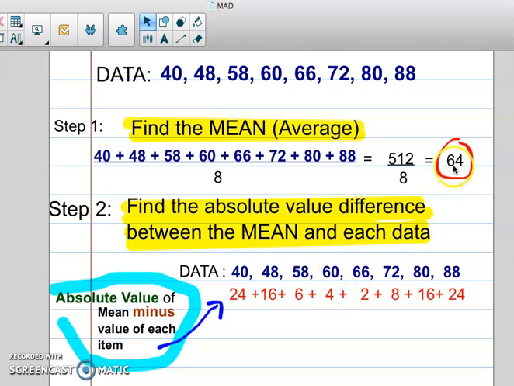64 minus 60 is 4, 64 minus 66 is negative 2. But since we need an absolute value of that, put positive 2. 64 minus 72 is negative 8, but since we need an absolute value, it's positive 8. 64 minus 80 is negative 16. Absolute value is 16, as well as 64 minus 88 is negative 24, and it becomes positive 24 because we need to find the absolute value of that. All right, absolute value, remember, is a distance away from 0.